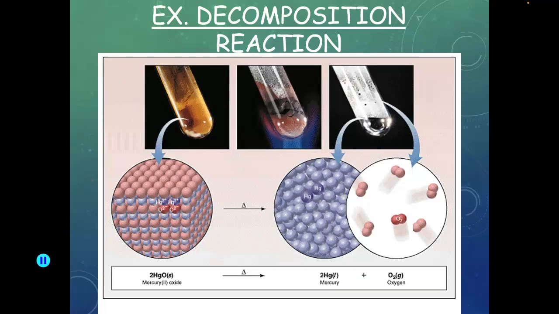Here's an example of a decomposition reaction. We have mercury oxide, which is a solid down here. If we heat it, this is an ionic compound and they need lots of heat to break bonds. We get liquid mercury and we get oxygen gas.